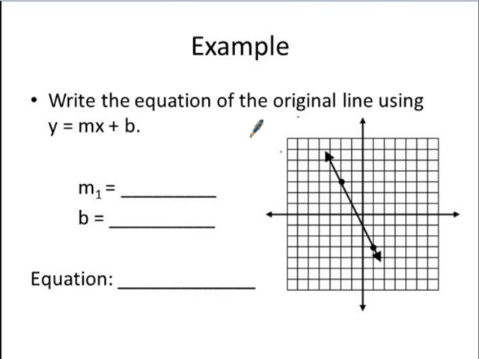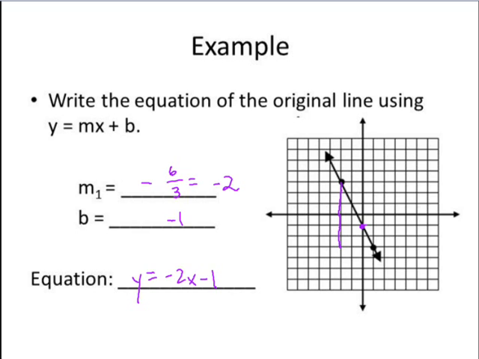All right, now we did some of this previously. Let's take a look. Write the equation of the original line using y equals mx plus b. So let's first figure out the slope. We go down 6 over 3, so negative 6 over 3, and we're always going to reduce. So that's negative 2. The y-intercept is right here at negative 1. So the equation is y equals negative 2x minus 1.